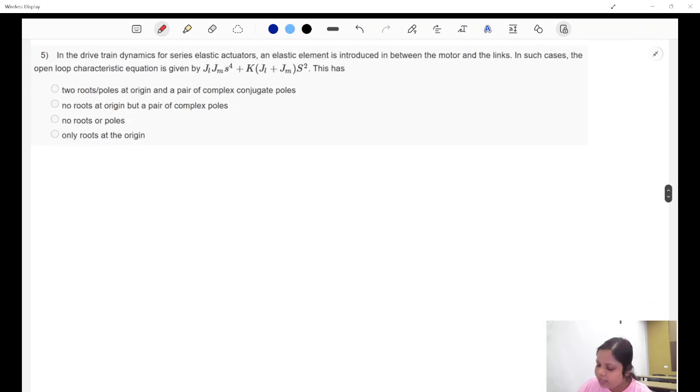In the drivetrain dynamics for series elastic actuators, an elastic element is introduced in between the motor and the links. In such cases, the open loop characteristic equation is given by this. This has what? Two poles or roots at the origin and a pair of complex conjugate poles. No roots at the origin but a pair of complex poles. No roots or poles, only roots at the origin. So yeah, we want to basically find what is the nature of roots. That's all we want to find.